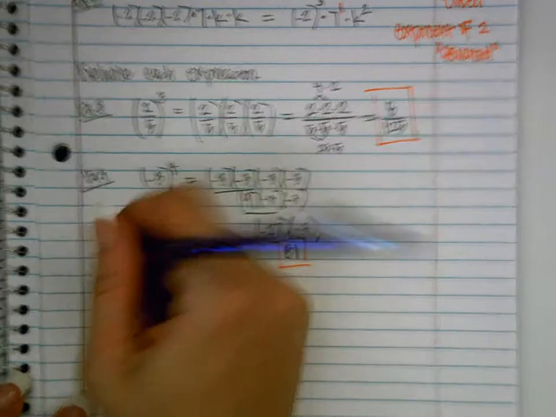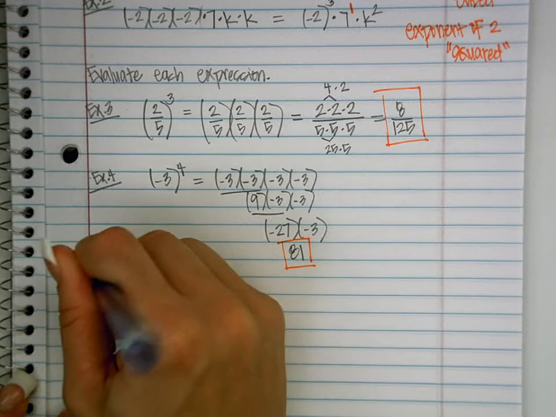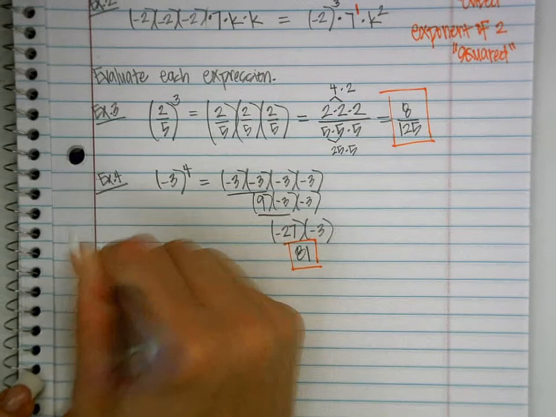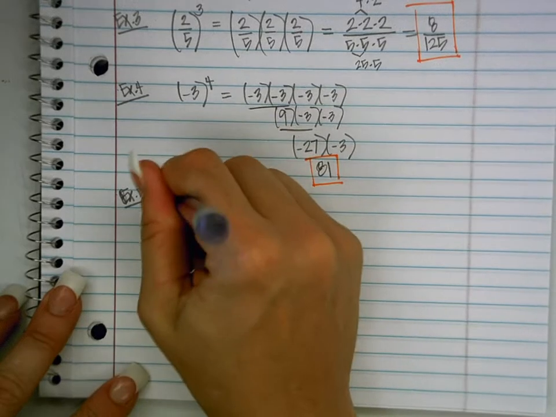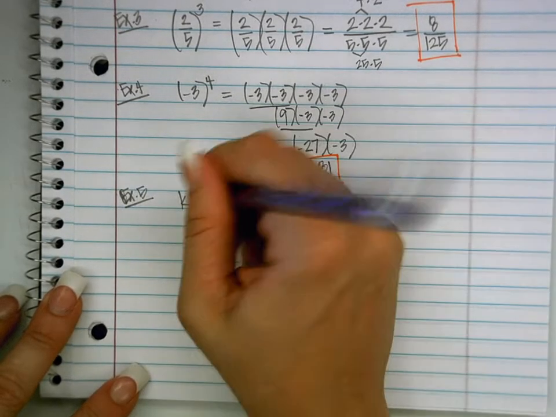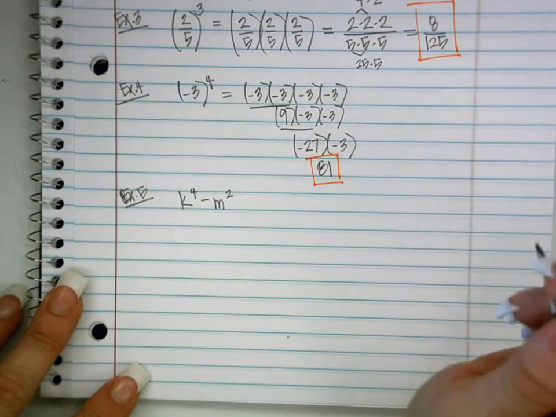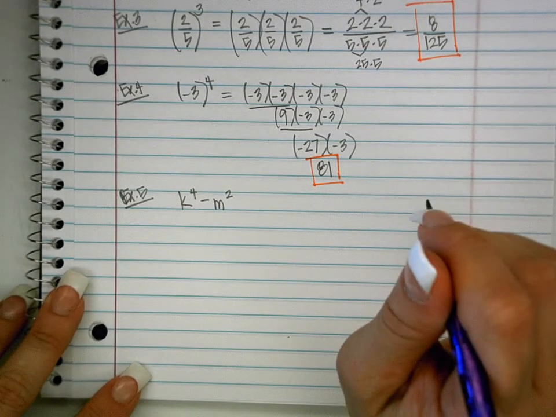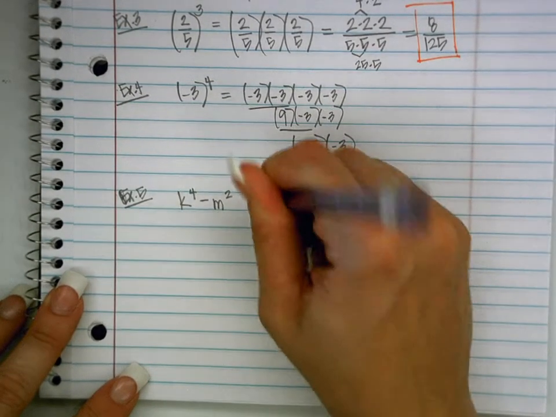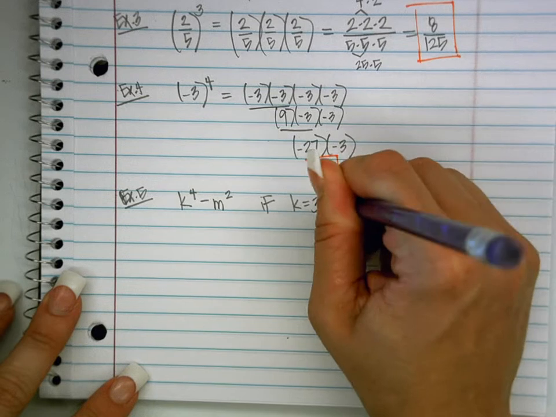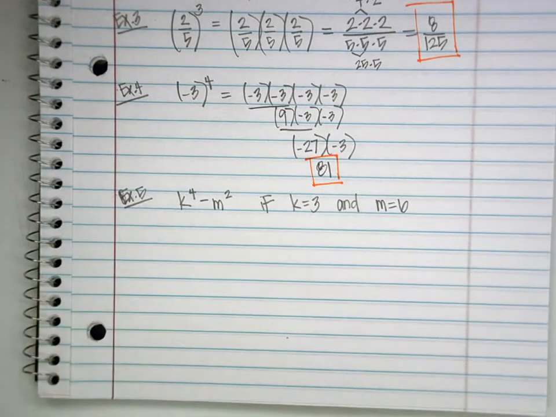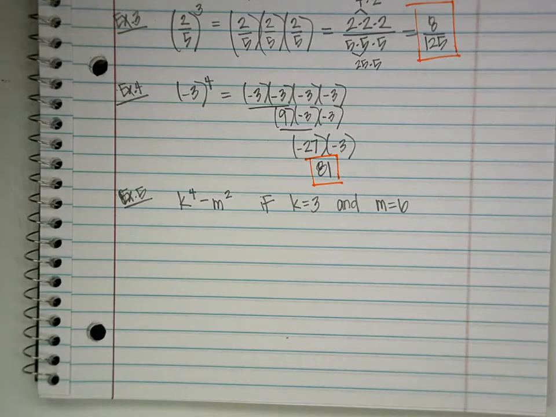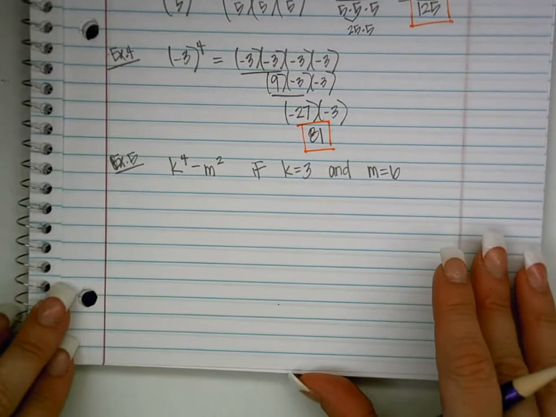Great. I have 2 more for you guys, okay? For example number 5, I would like you to evaluate k to the 4th power minus m to the 2nd power. So k to the 4th minus m squared if k equals 3 and m equals 6.